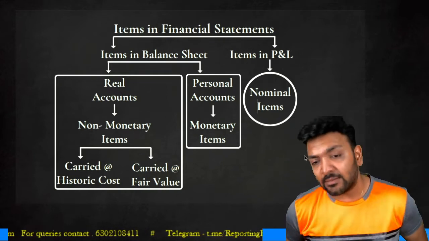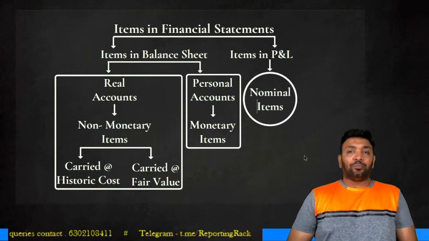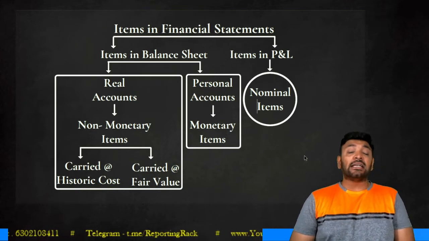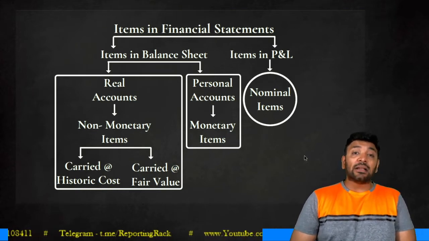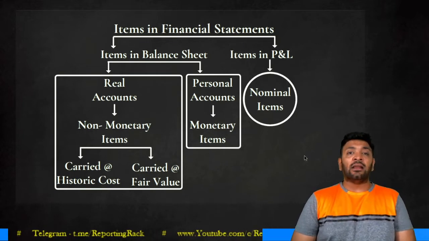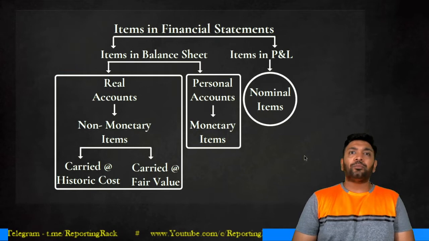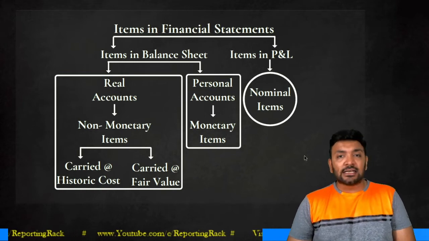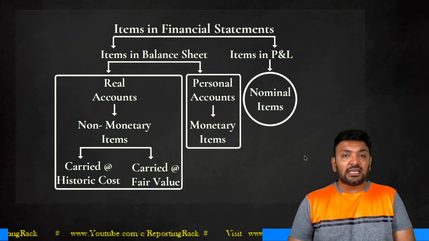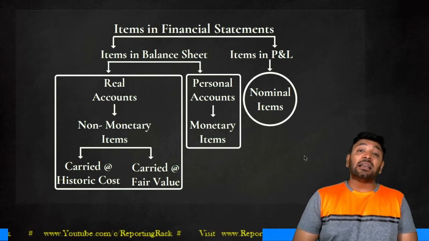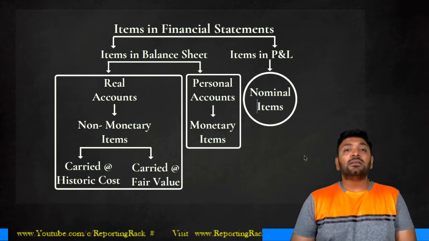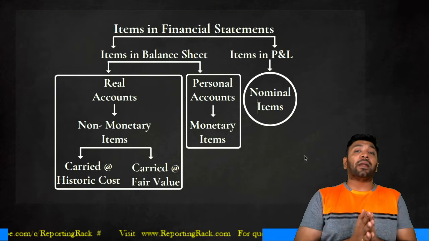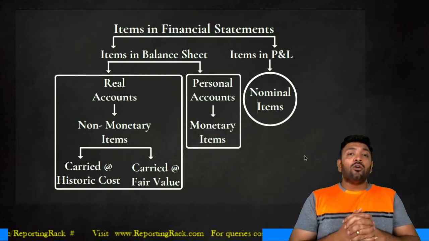Now, what are monetary items and non-monetary items, and how do I define them? Monetary items are items which can be either realized or paid, settled in cash. Either I am receiving or paying a fixed sum of money, and that is called a monetary item. Examples: cash in hand, cash at bank, your debtors, bills receivable, advances, deposits are monetary assets. Monetary liabilities: loans, creditors, bills payable, outstanding expenses. All these are monetary items which are settled by payment of a fixed sum of money.